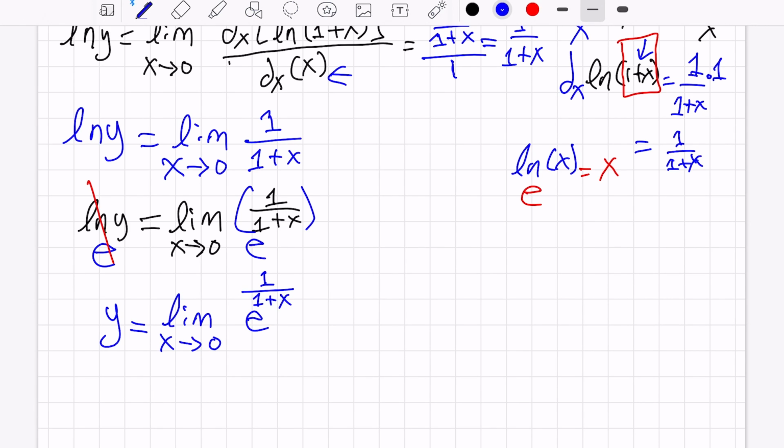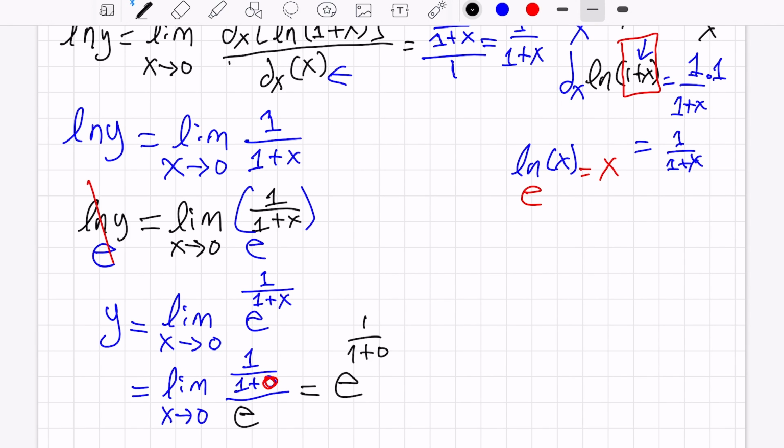And now we're ready to apply the limit. We get the limit as x approaches 0 of 1 over 1 plus 0, where x is 0 there. So therefore I get e raised to the 1 over (1 + 0), which at this point is e by itself. That's how you find the solution for this type of problem.